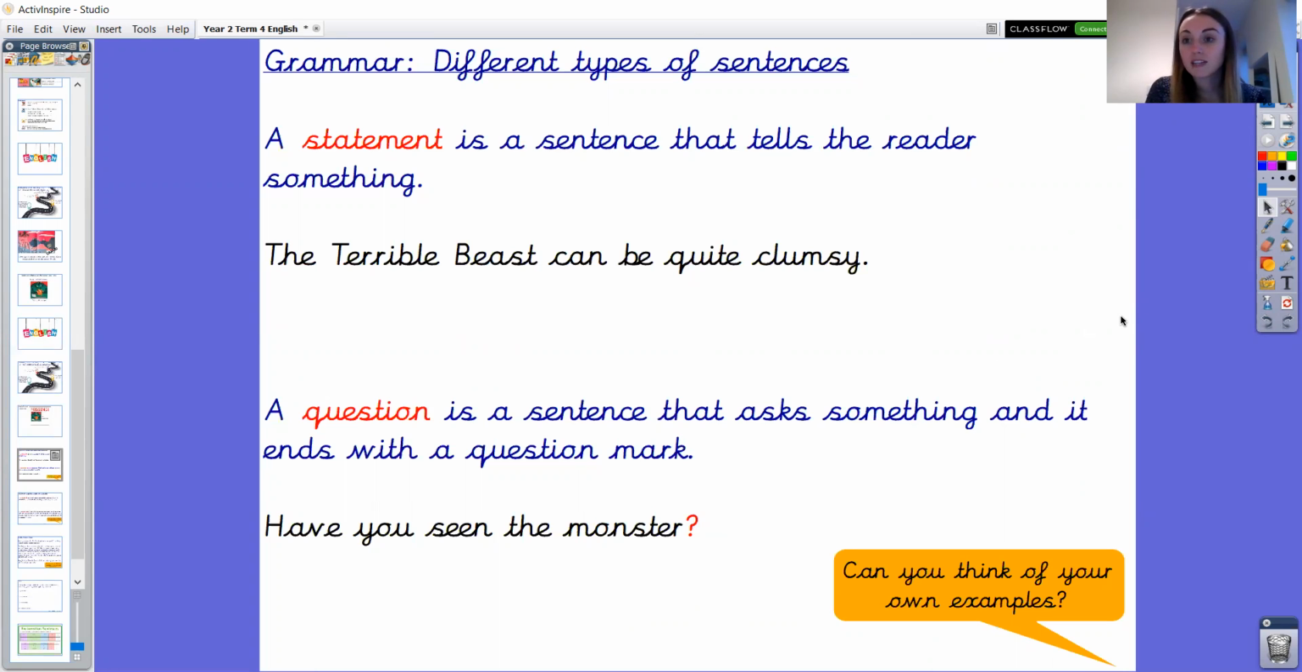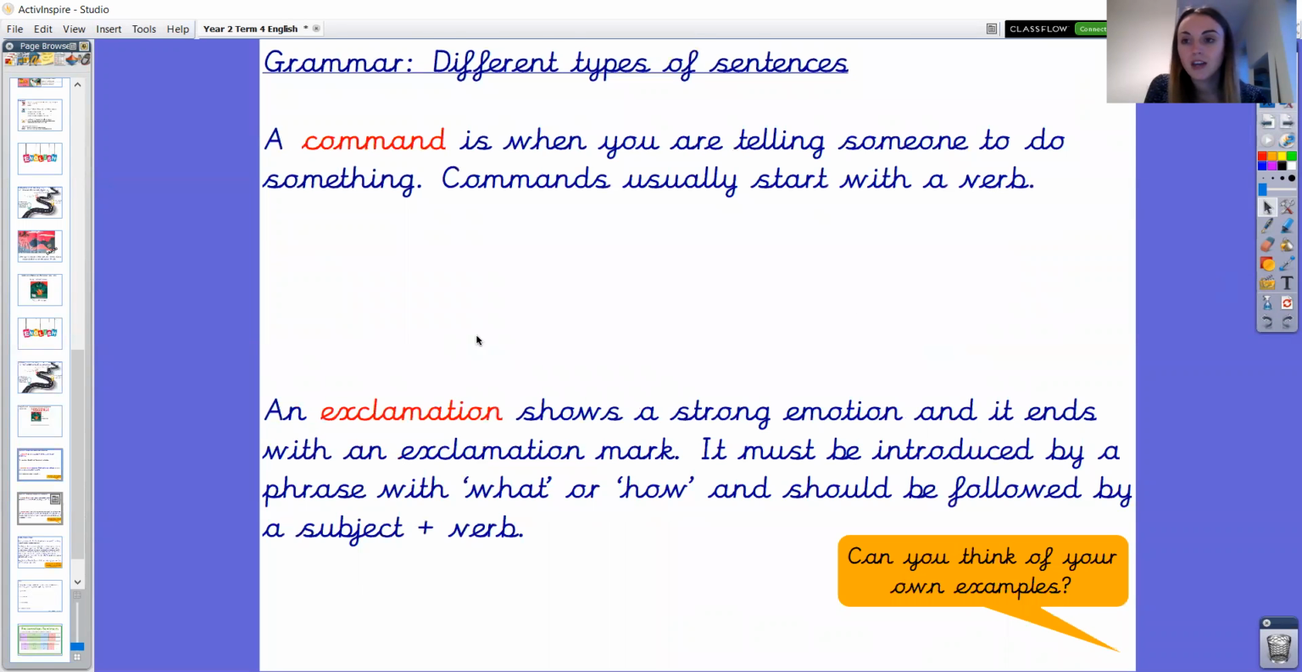Okay, so we're going to have a look at two different types now, which is exciting. So you might like to use a command, and a command is when you are telling someone to do something. So commands usually start with a verb. So very similar here to when writing instructions. So with this in mind, can you think of a command you might like to use in your poster? Please pause the video here.